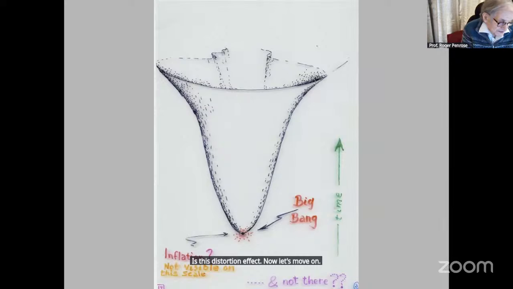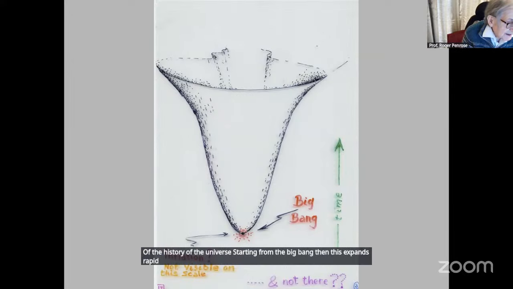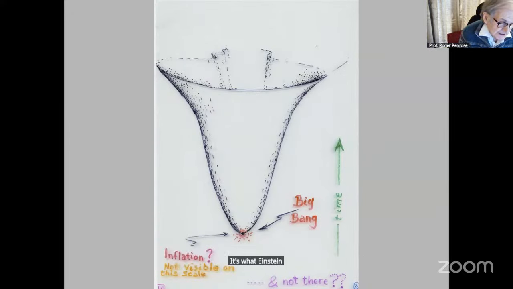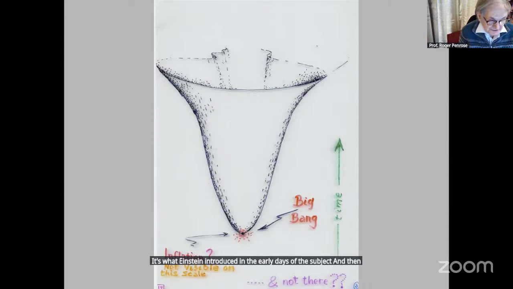I now want to talk about cosmology. And this is a sort of rough picture of the history of the universe, starting from the Big Bang. Then it expands rapidly, slows down a bit, and then it starts to accelerate in its expansion. Well, people call it the mysterious dark energy. I always thought of it as the cosmological constant. It's what Einstein introduced in the early days of the subject, and then retracted and then introduced it again.